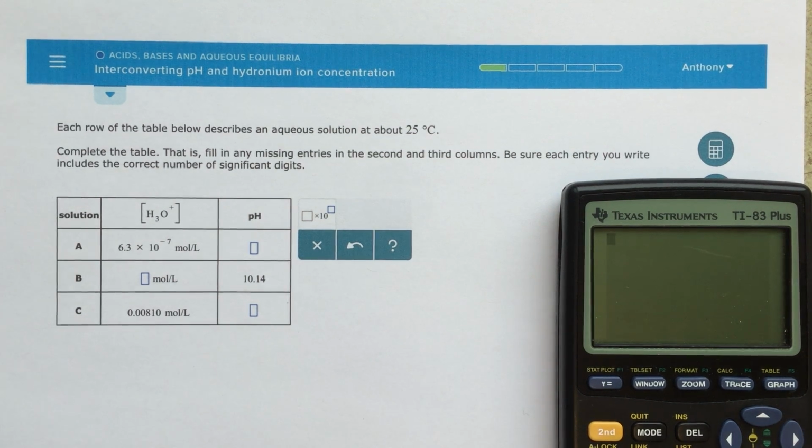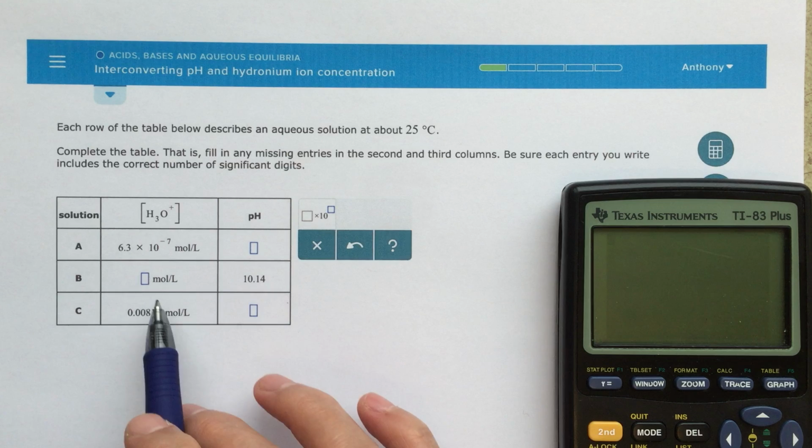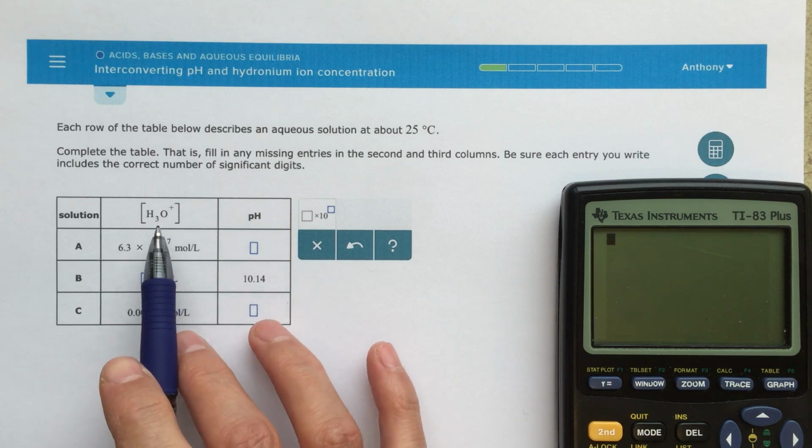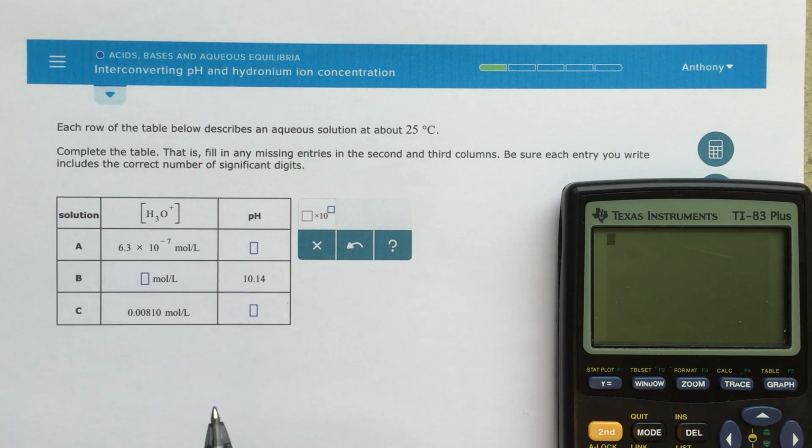All right, class, so this is an ALEKS topic that's called Interconverting pH and Hydronium ion concentration. And this is a pretty basic type of problem. There's a little bit of a strange thing with the significant figures, so I wanted to just address that and help you guys out. So when we're looking at a problem like this, to convert from concentration of H3O plus to pH, that's pretty simple.